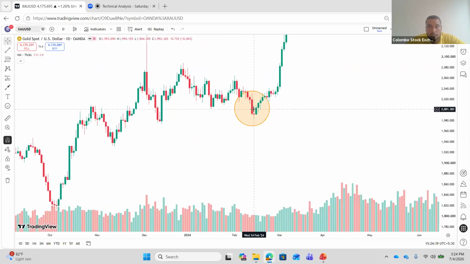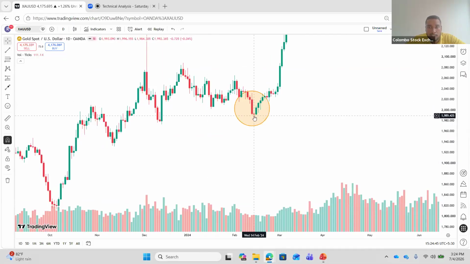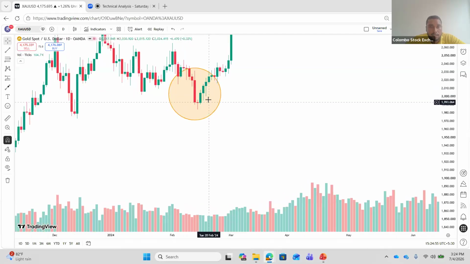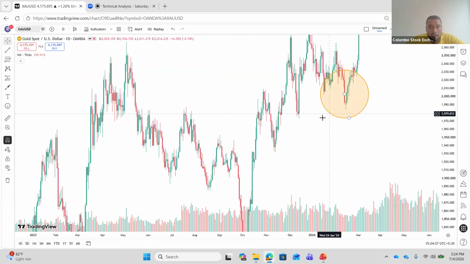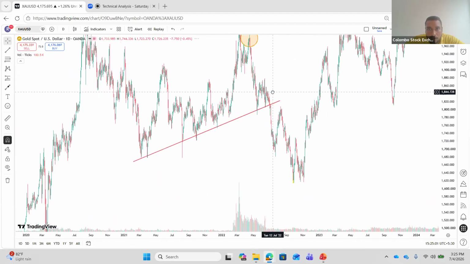What is this? This is a morning star. Looks like this one. The second one is a doji. The green one, the third candle, closed almost at the half point, the midpoint of the first candle, right? So this is a morning star. I think I also have another morning star. Let's see somewhere.